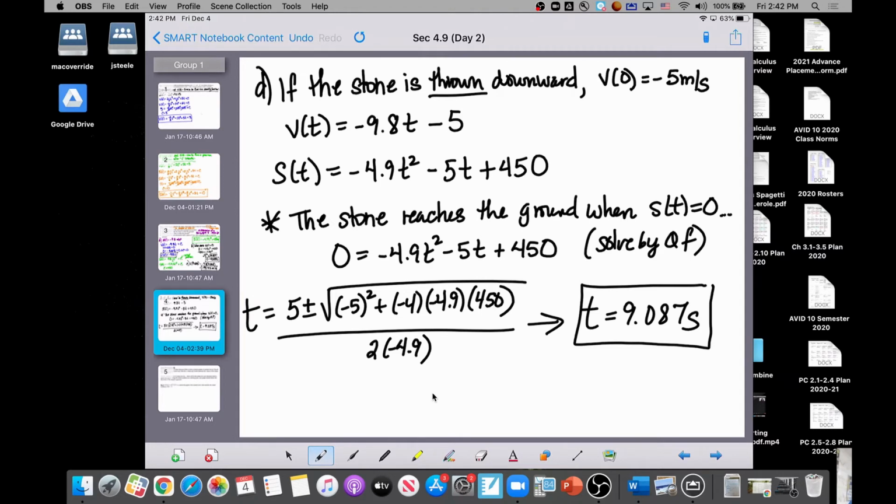Okay? So interesting, in part B, the stone hit the ground when it was dropped after 9.583 seconds. And in part D, the stone hit the ground when it was thrown downward after 9.087 seconds. So really only a difference of about a half of a second between the stone being dropped and the stone being thrown.